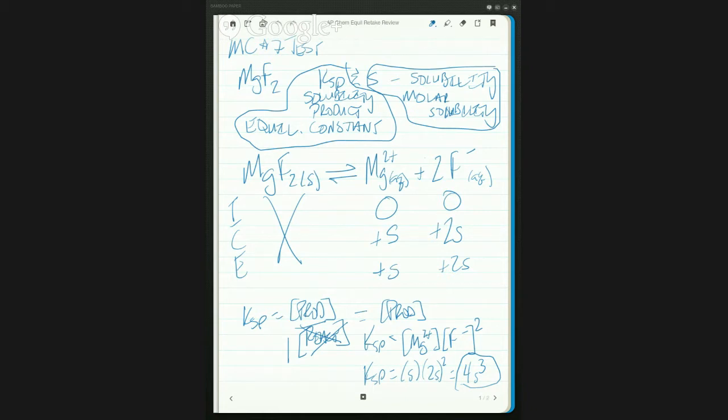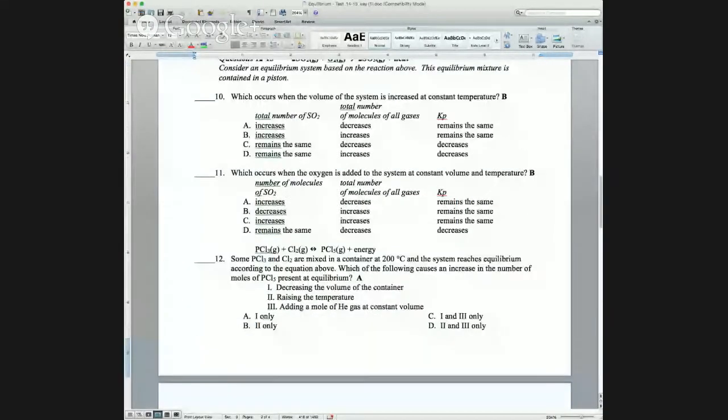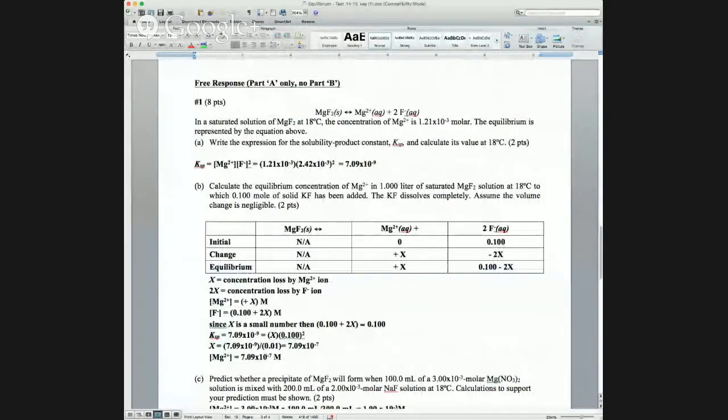All right, next question I saw was Aria. So for response number 1A on the test. So let's share the test again, at least what I hope will be the test. Okay, good. So for response 1A, write the expression for the solubility product constant KSP and calculate its value at 18 degrees Celsius. So we've been talking about the KSP, and remember that it's products over reactants.